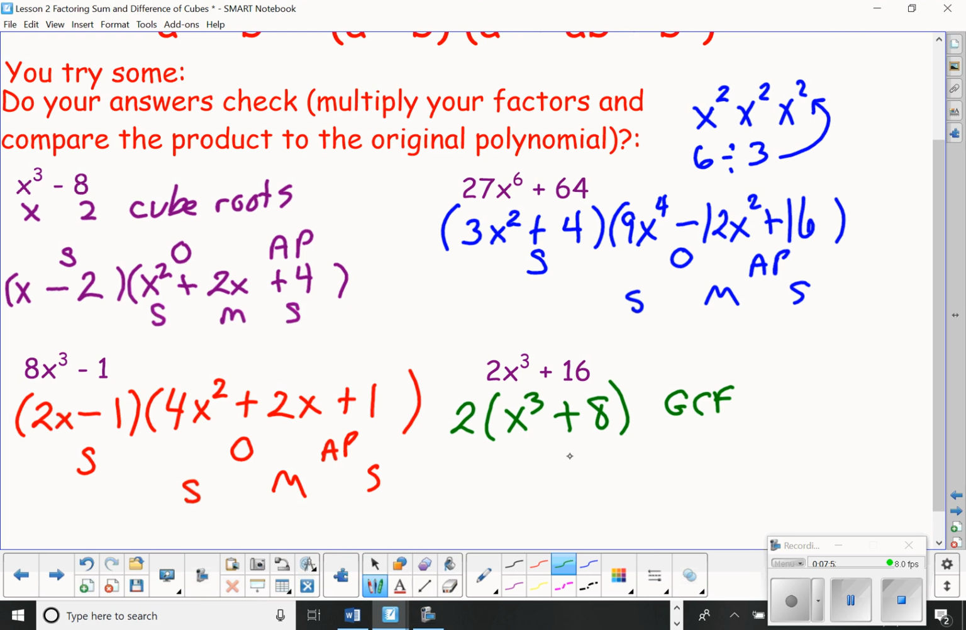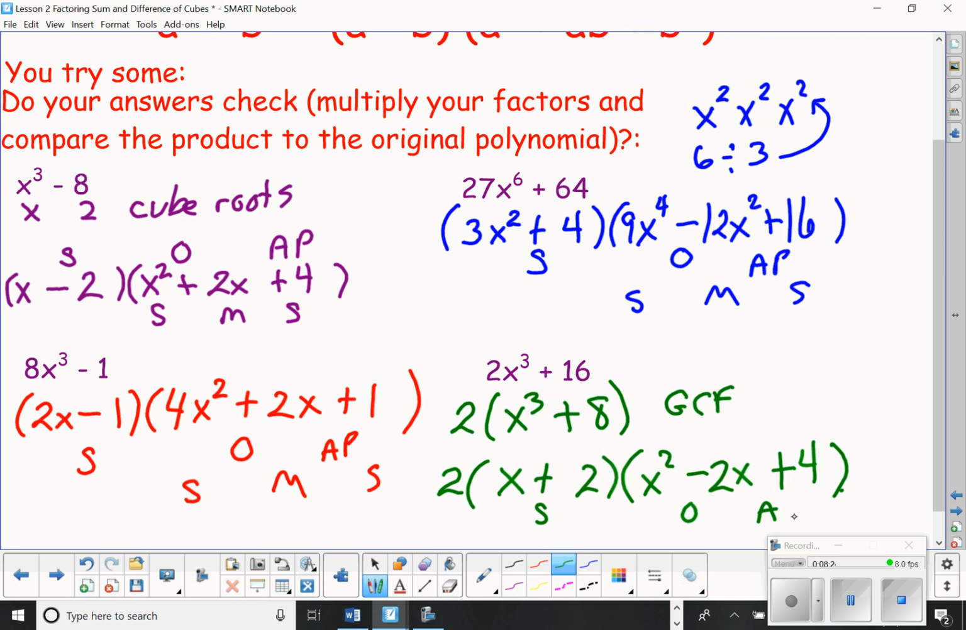Now I have a sum of cubes. I still have the 2, can't lose my greatest common factor. The cube root of x cubed is x. The cube root of 8 is 2. And then I know I'm going to have my trinomial. And then it's same, opposite, always positive. Then I have x squared. 2 times x is 2x. 2 squared is 4. I have same, opposite, always positive, and then it's squared, multiplied, squared.